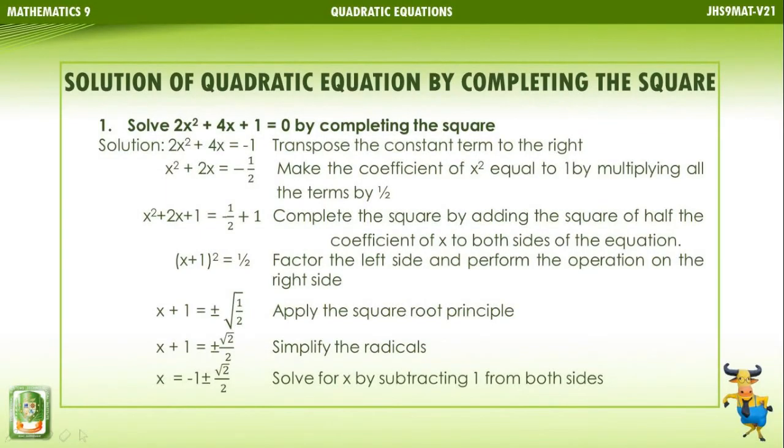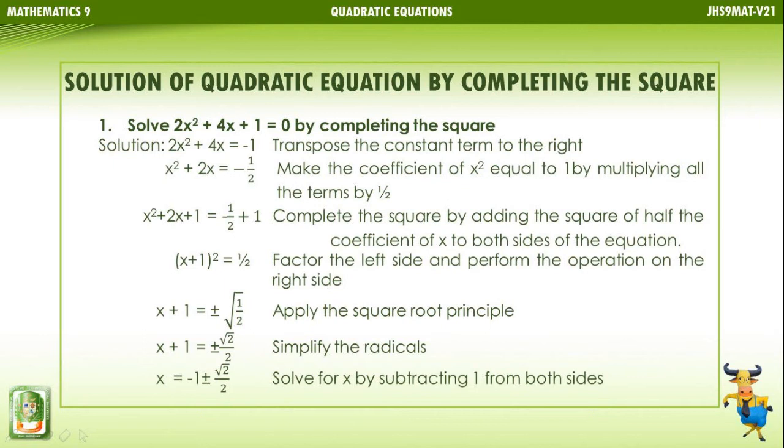1. Solve 2x squared plus 4x plus 1 equals 0 by completing the square. Solution. 2x squared plus 4x equals negative 1, transpose the constant term to the right. x squared plus 2x equals negative 1/2, make the coefficient of x squared equal to 1 by multiplying all the terms by 1/2. x squared plus 2x plus 1 equals negative 1/2 plus 1, complete the square by adding the square of half the coefficient of x to both sides of the equation. (x plus 1) squared equals 1/2, factor the left side and perform the operation on the right side.